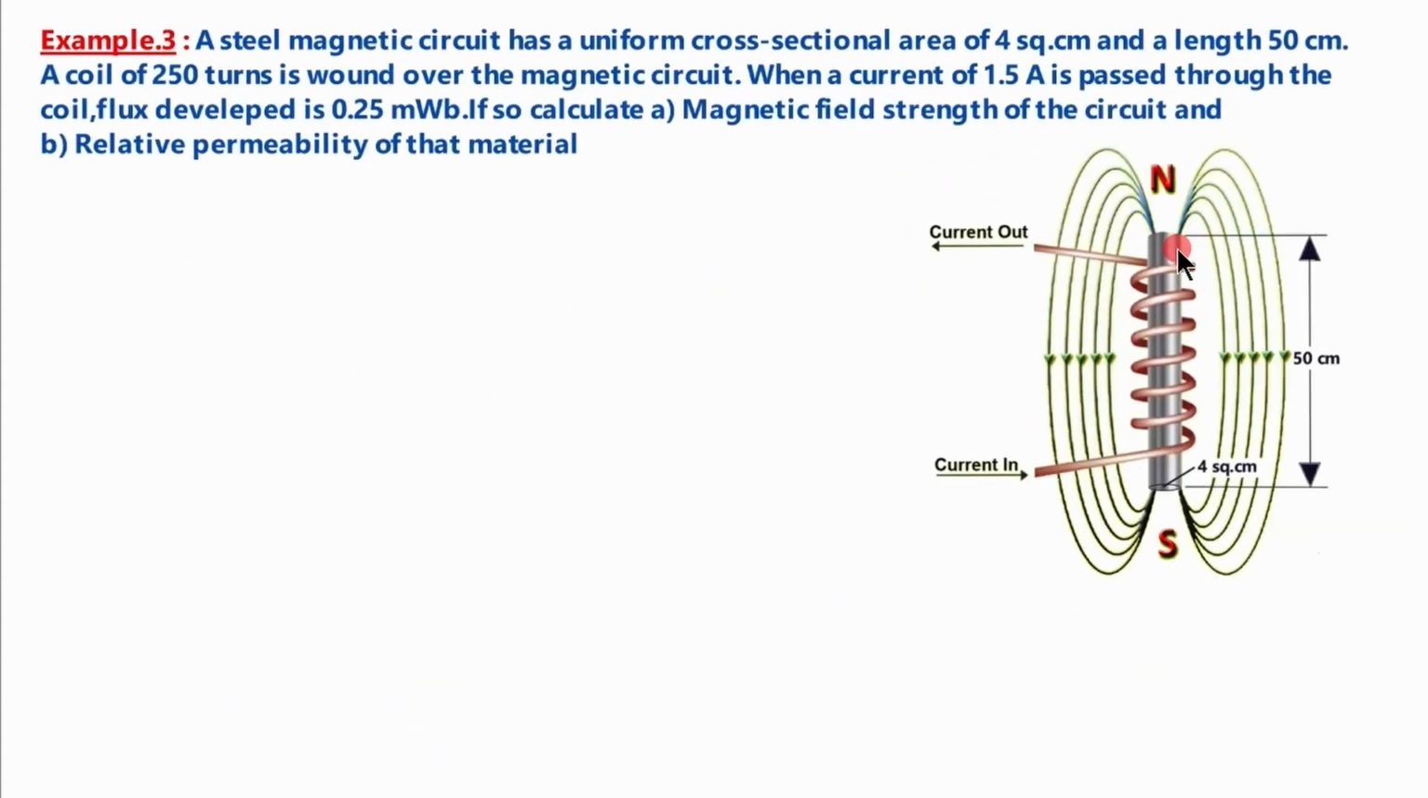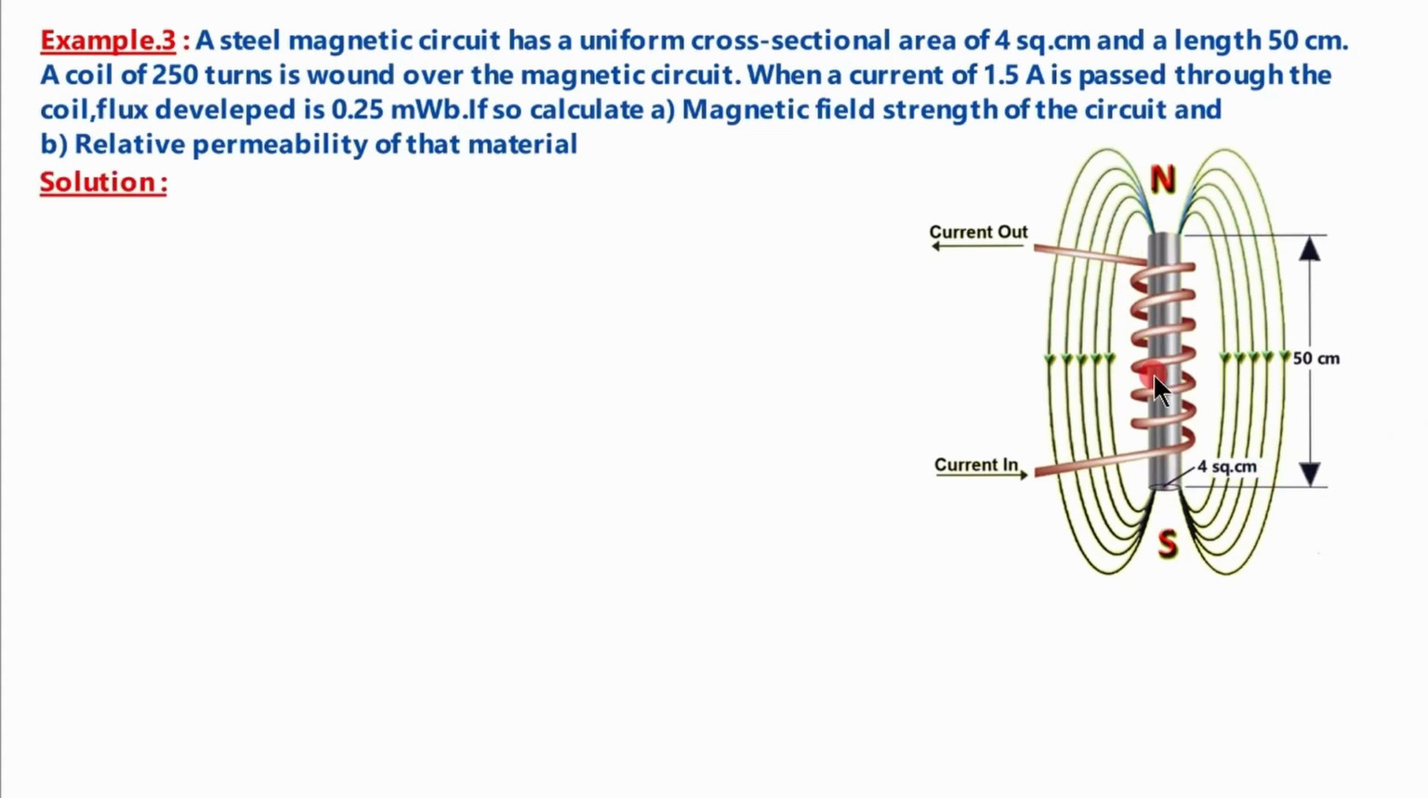In example 3, we are given a steel magnetic circuit which is having a cross-sectional area of 4 square centimeter and is having a length of 50 centimeter. This is wound with a coil which is having 250 turns. Then when a current of 1.5 ampere is passed through the coil, a flux is developed which is 0.25 milliweber. Now we are asked to calculate the magnetic field strength of this circuit and relative permeability of the material.